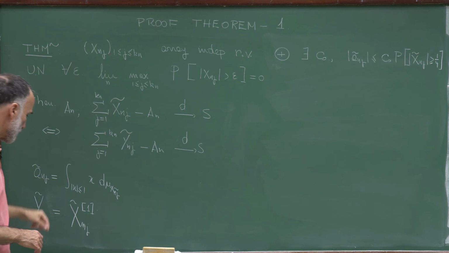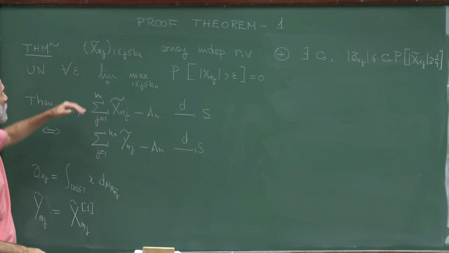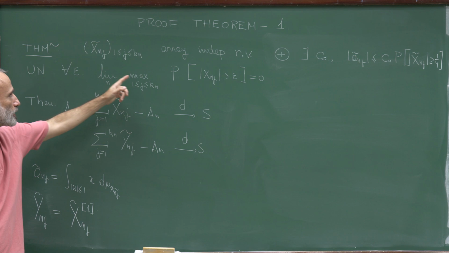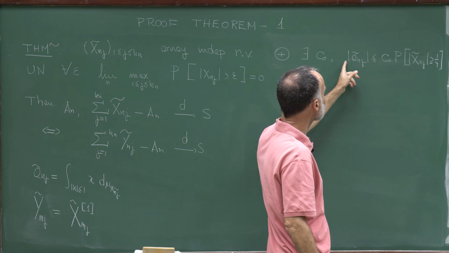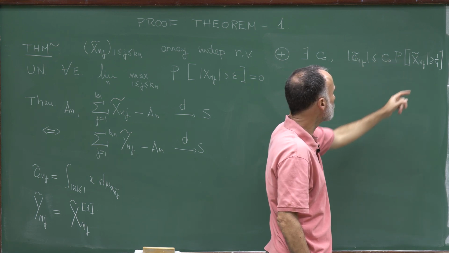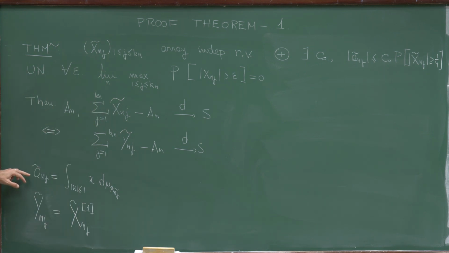Tilde Theorem. In the Tilde Theorem, we have an array of independent random variables which are uniformly negligible in this sense, and we have an extra condition that there exists a finite constant C for which A tilde n,j is bounded by this probability for all j. And here is the definition of A tilde n,j. I remind you, it's given by this integral, and what's the definition of Y? It's given by the lambda, the Poisson of parameter 1 transformation of the random variable X n,j.